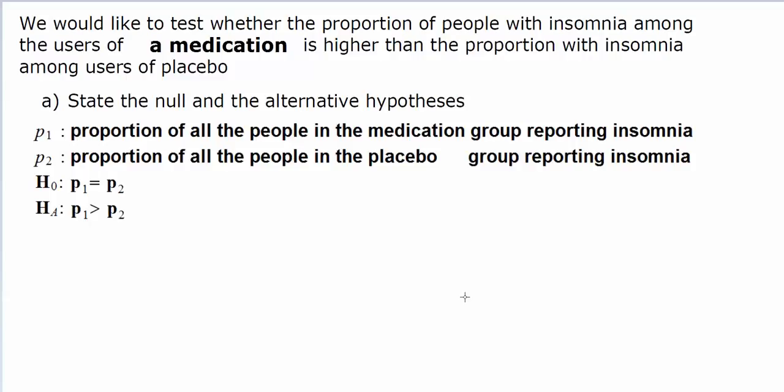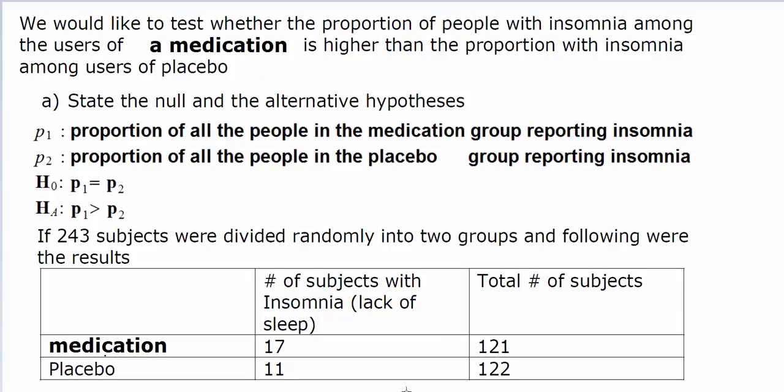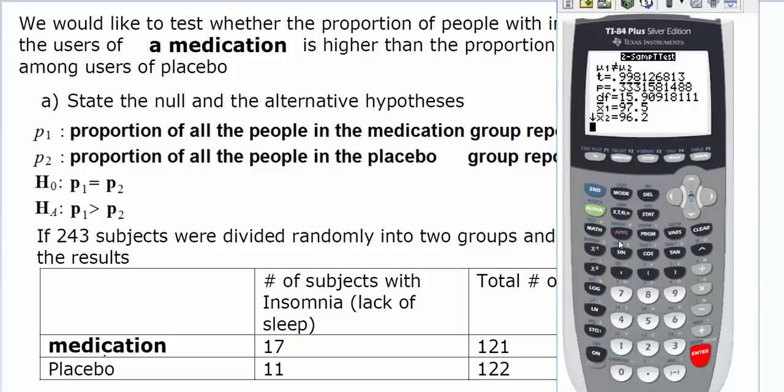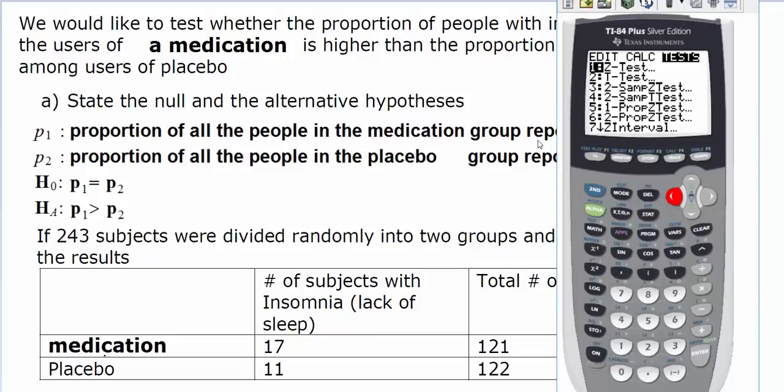So if we look at the data, the subjects are divided into these two groups. One is given medication, the other one is given placebo, and 17 out of 121 report insomnia in the medication group, and 11 out of 122 in the placebo group. And we have to test whether this proportion is significantly higher than the proportion in the placebo group. So in this case, we'll go to stat, go to tests, and now we are going to use two proportion z test. Okay, all right.